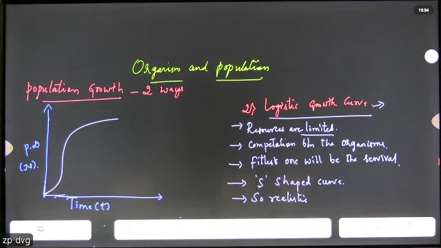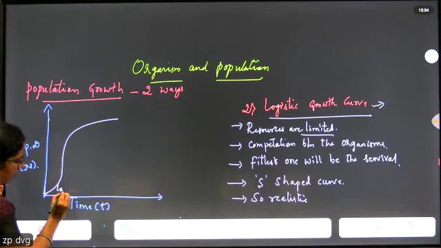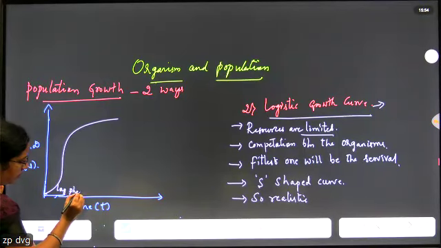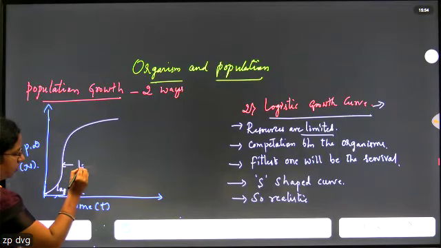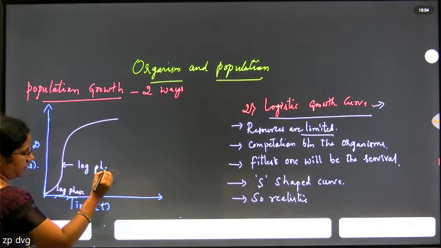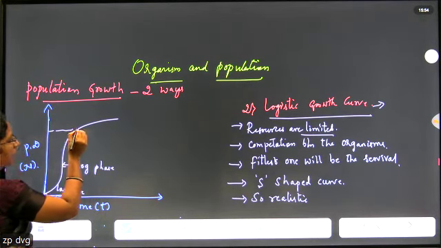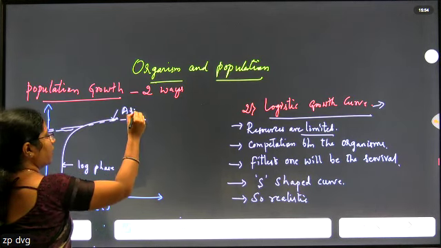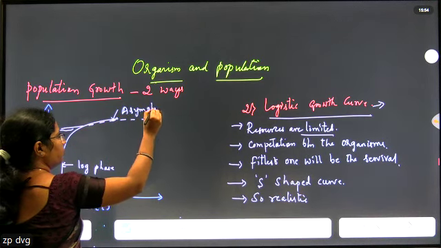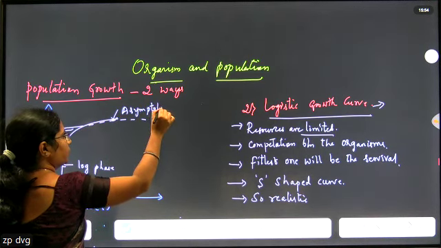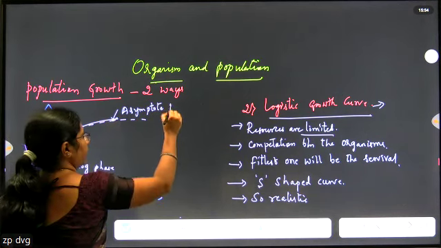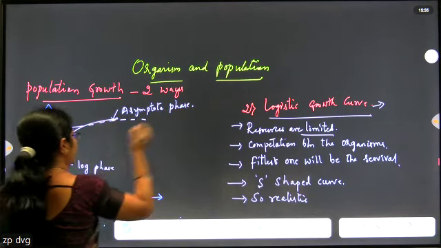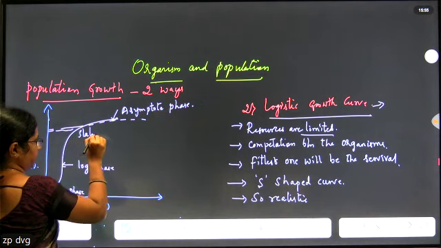This is how the curve is obtained under the logistic growth curve. This is called the lag phase. This one is the log phase, and this we can call the asymptote stage or phase. Here there is a stationary phase.